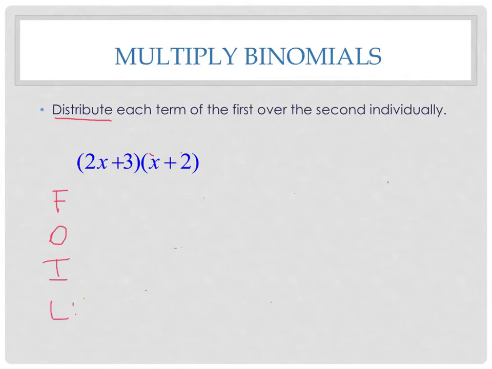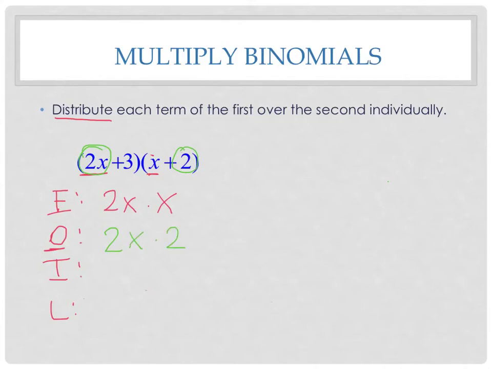F-O-I-L. Those are the first letters of the process that we want to do. In FOIL, F talks about multiplying the first two terms together, so that's going to be 2x times x. The letter O talks about the outside terms. So I'm going to take a look at the outside terms of 2x and 2 and multiply those together.